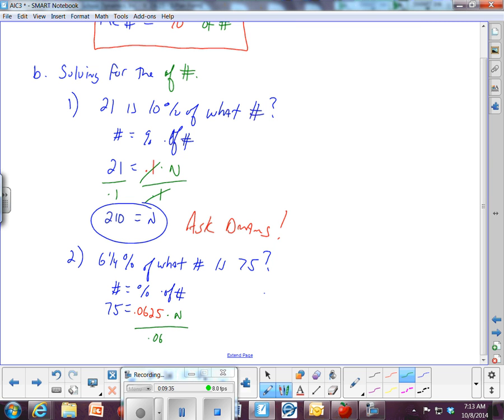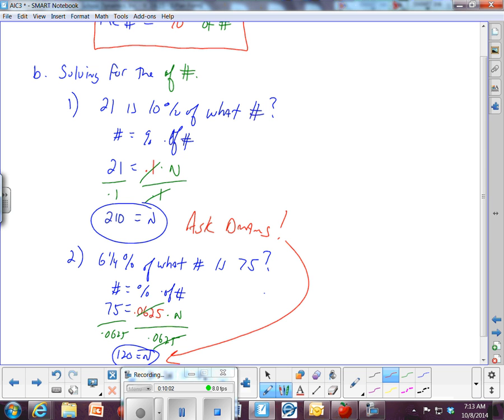Let's do the shortcut and divide both sides by 0.0625. It's going to isolate our variable. So on my calculator, I'm taking 75 and dividing by 0.0625. And I get 120. And again, I'm going to ask the ma'ams.